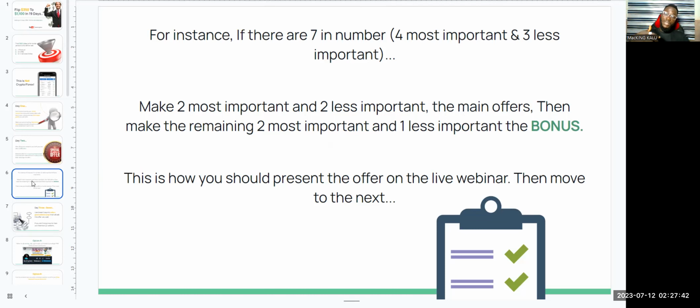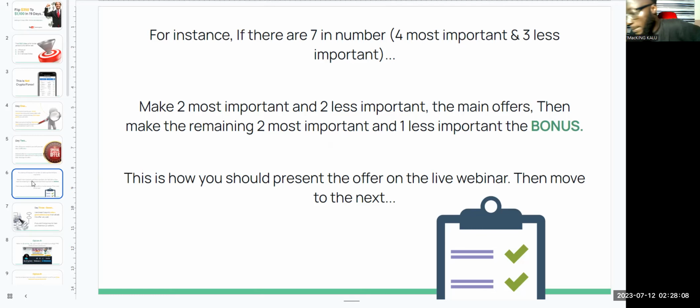Your offer can be three to five. Your bonus can be three to five. But I advise you leave it in odd numbers. So let's say you've written out seven, both bonus and offer. Now, pick out the two most important of your offers and two less important of the offers you've written down. Make it the main offer. And then make the remaining the bonus.